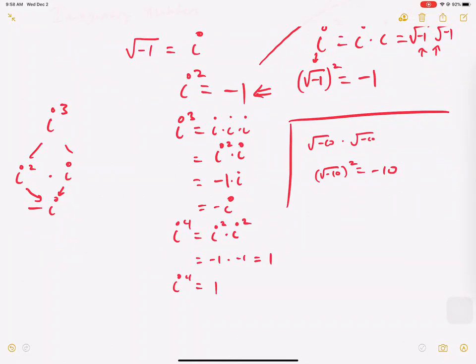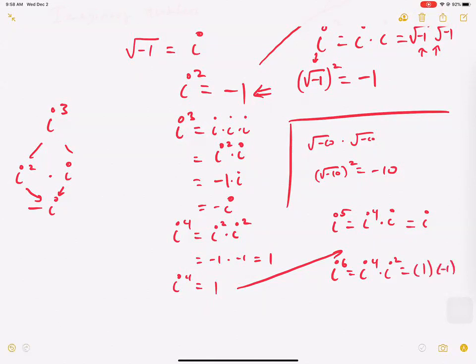What's i to the fifth? i to the fifth is i to the fourth times i. i to the fourth is 1. i to the fifth is going to be just i. You might want to rewatch this section, okay? What's i to the sixth? So what we do is we try to pick our easiest i, whether it's i squared or i to the fourth. Well, i to the sixth is i to the fourth times i squared. That's just 1 times negative 1. I'm sorry, i squared is negative 1, right? And that's negative 1.